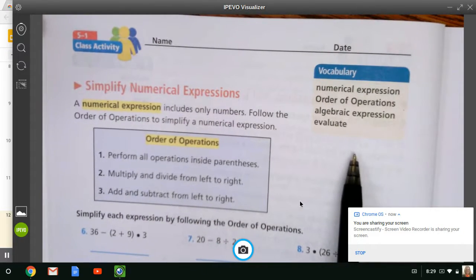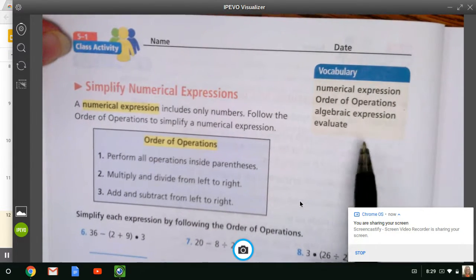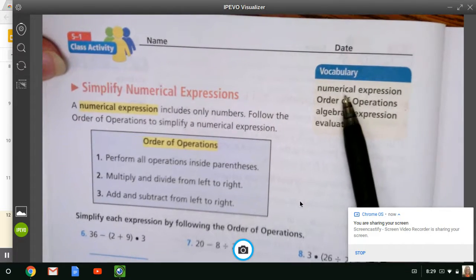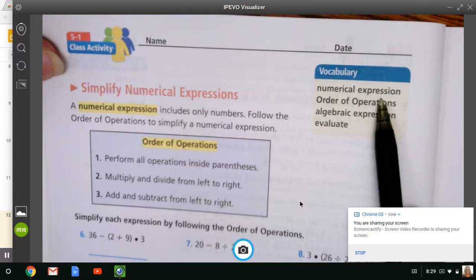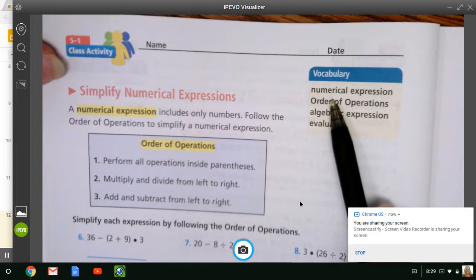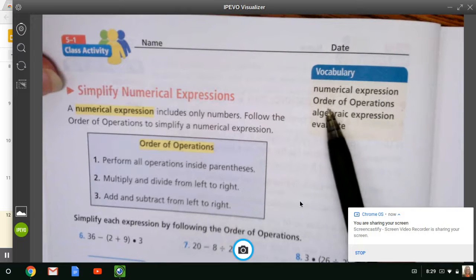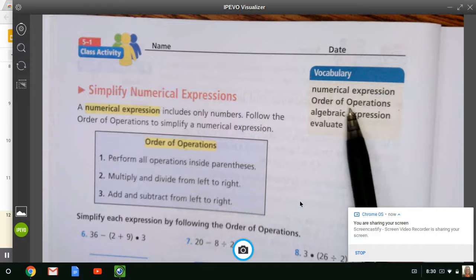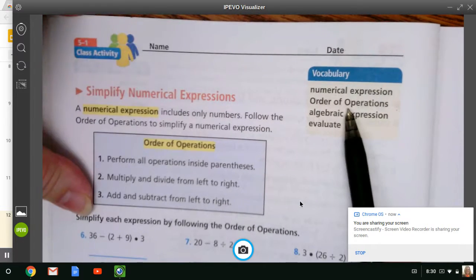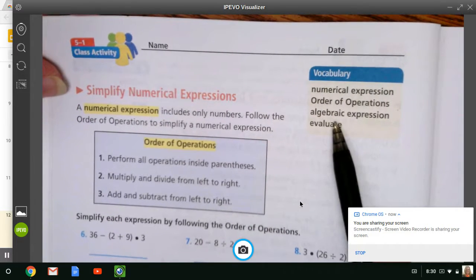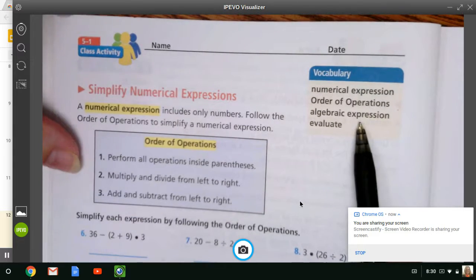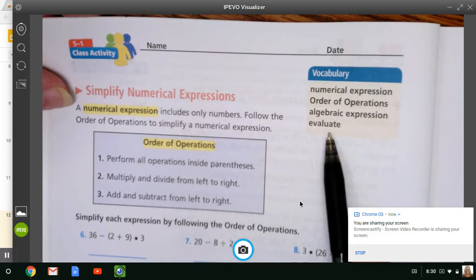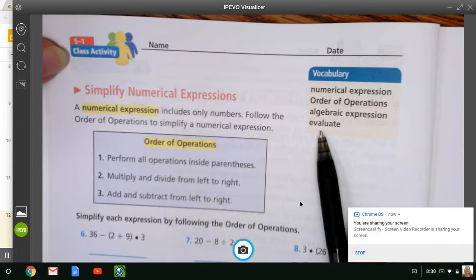Okay, if you turn the page to page 166, you'll see vocabulary listed again and some more yellow terms that we can study here. So we need to know what a numerical expression is. I know numerical refers to numbers, so a number expression. We already practiced the order of operations and we learned the mnemonic device or the acronym PEMDAS. So we'll practice that. An algebraic expression is a different kind of expression than a number expression. And evaluate. I know evaluate means to test something.